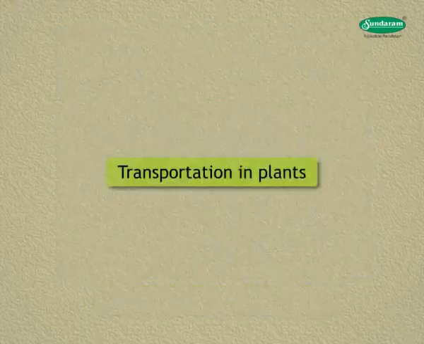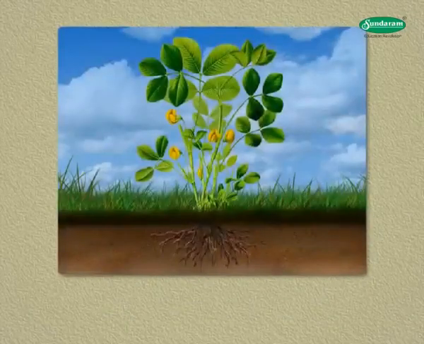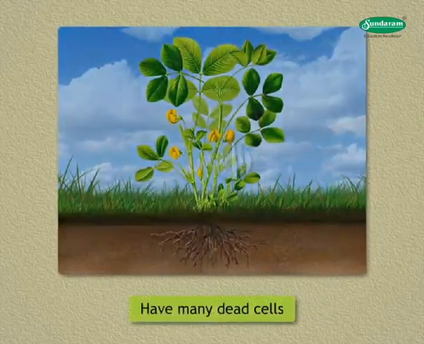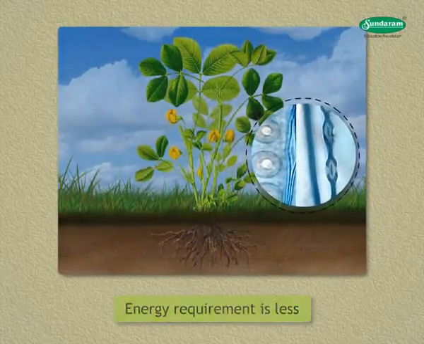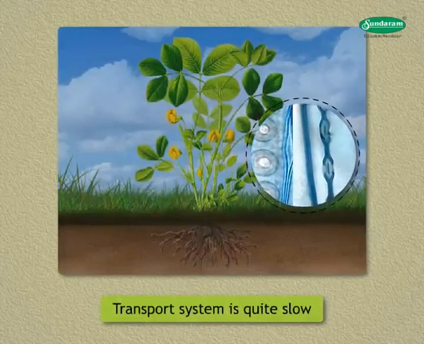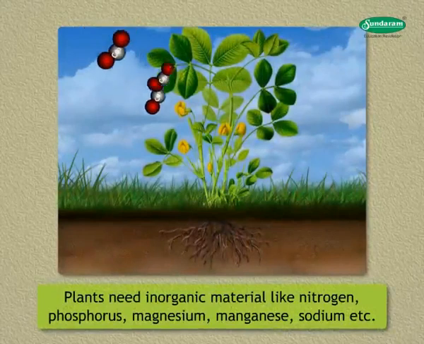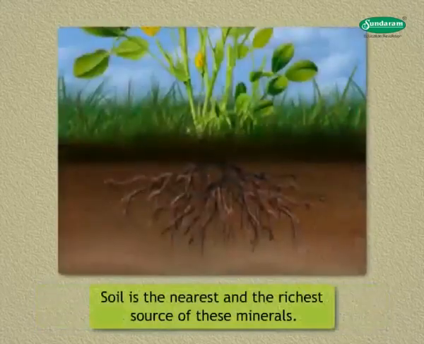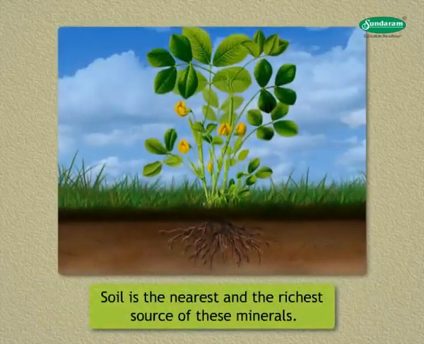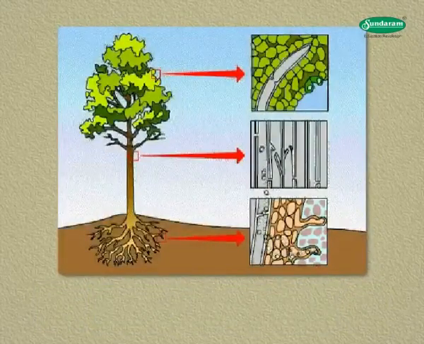Let us learn about transportation in plants. Plants are stationary. They also have many dead cells in their body. Therefore, their energy requirement is less and their transport system is quite slow. Plants need inorganic material like nitrogen, phosphorus, magnesium, manganese, sodium, etc. Soil is the nearest and the richest source of these minerals. Roots absorb them and transport them.